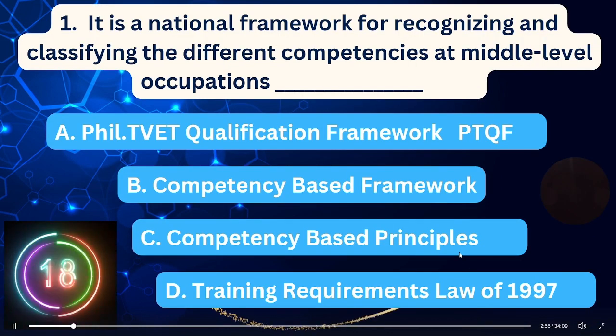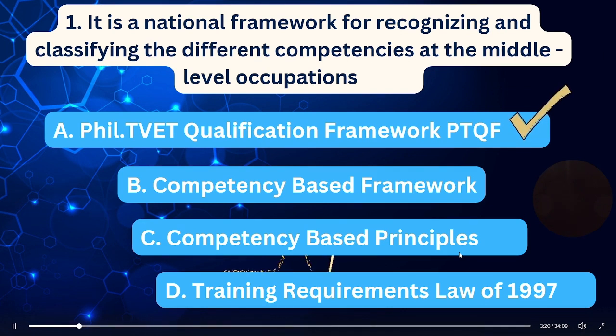Number 1. It is a national framework for recognizing and classifying the different competencies at middle-level occupation. A. Philippine TVET Qualification Framework or PTQF. B. Competency-based framework. C. Competency-based principles. And letter D. Training Requirements Law of 1997. The correct answer is letter A, Philippine TVET Qualification Framework or PTQF.